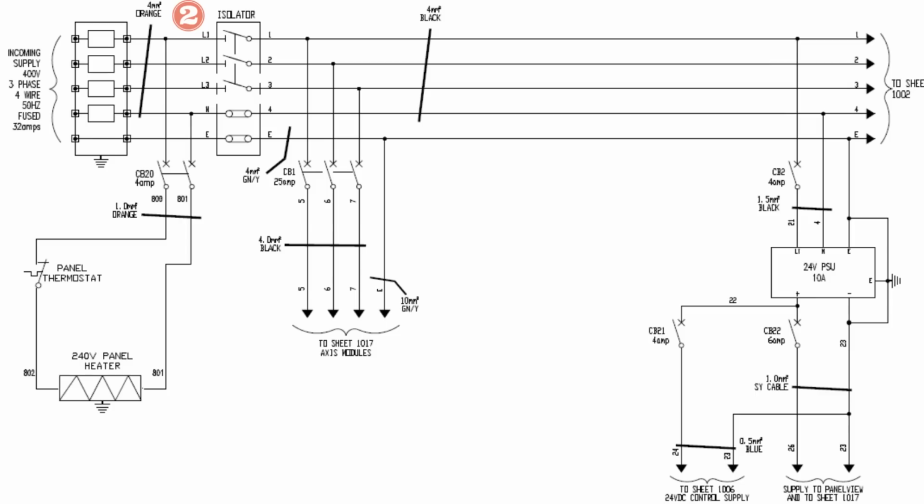So from the isolator, is L1, L2, L3. That isolates the panel from the power source. When it is turned on, it energizes the panel. When it is turned off, it isolates the panel.